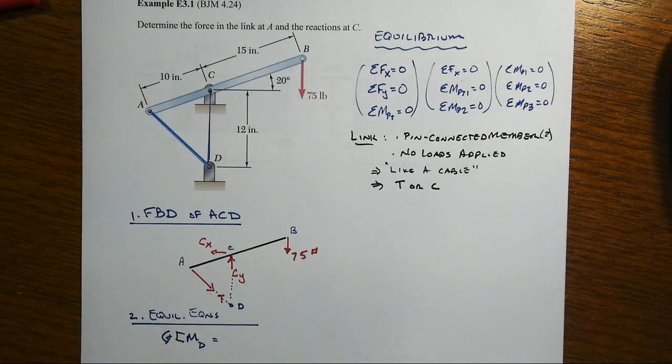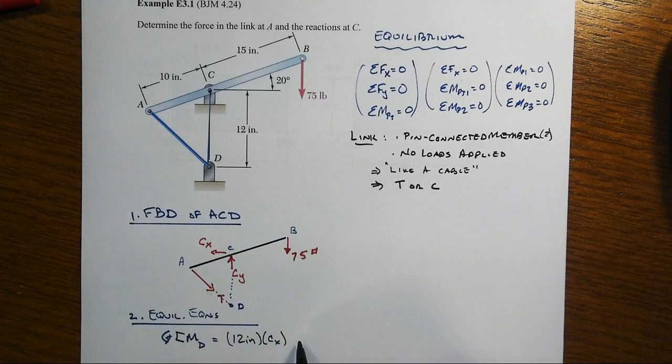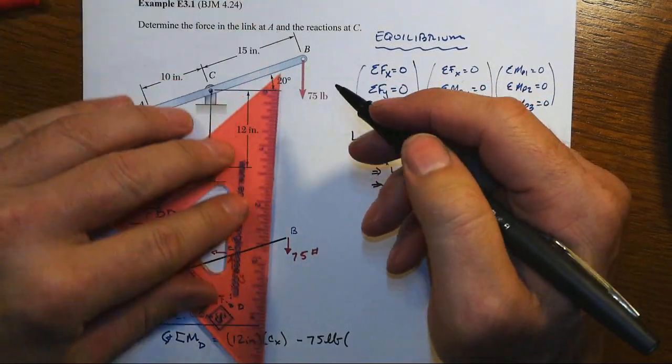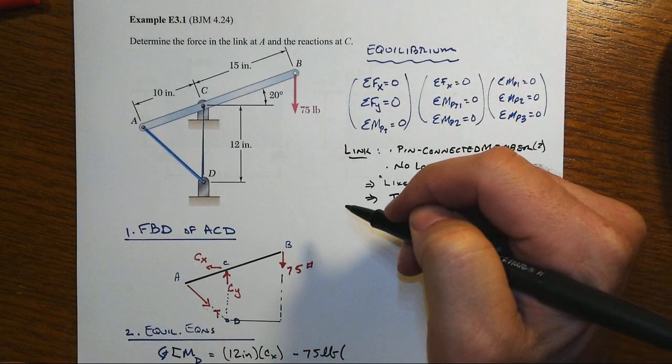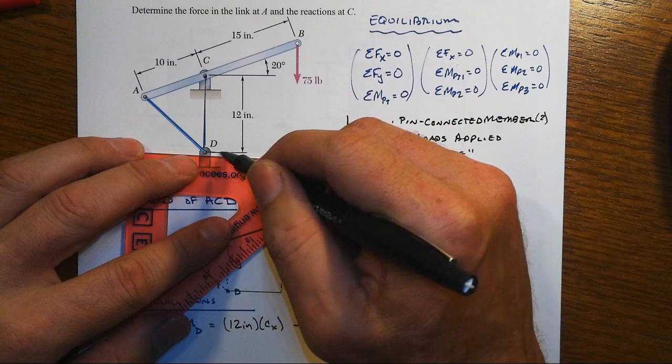Notice my moment arm is given to me directly. I don't have to go determine it. It is exactly right there. I like that. That makes life a little bit easier. Less likely I'll make a mistake. So 12 inches times Cx, plus, I don't have to have T and Cy because they're out of it. And then I got 75 pounds going the other direction. And I got to find then its perpendicular distance. Right? So I need to find this distance right here.